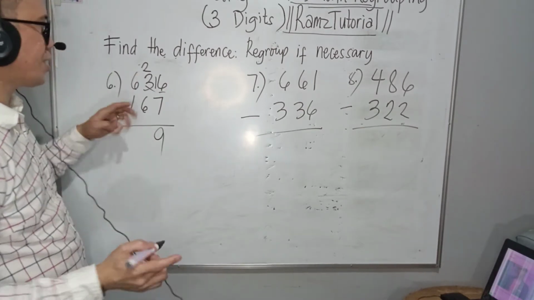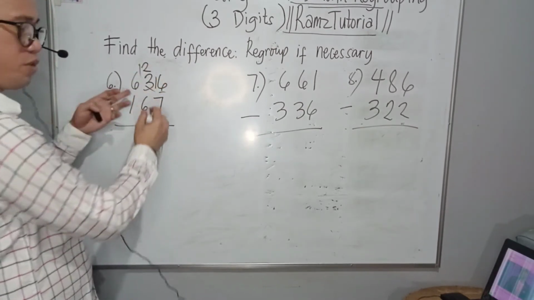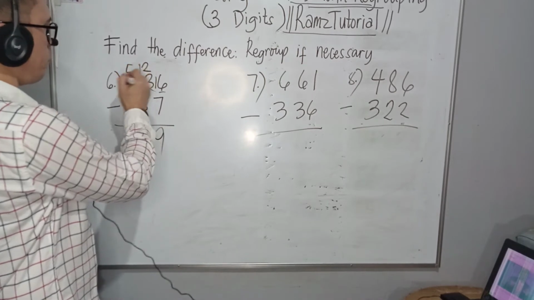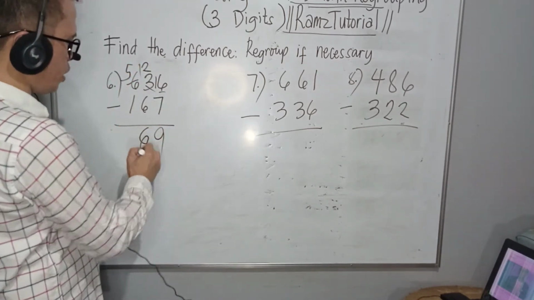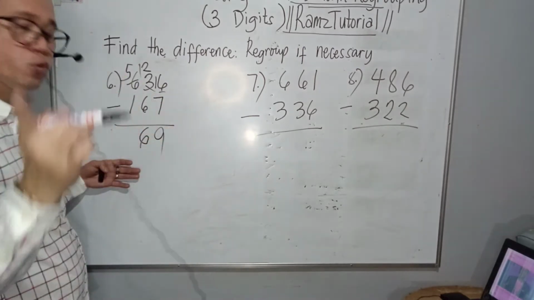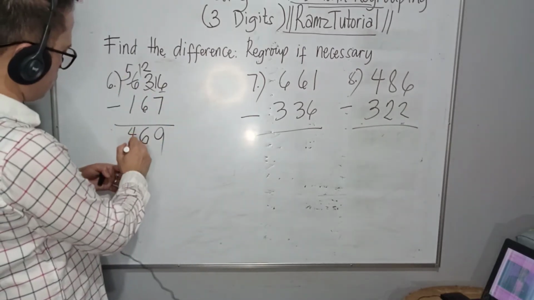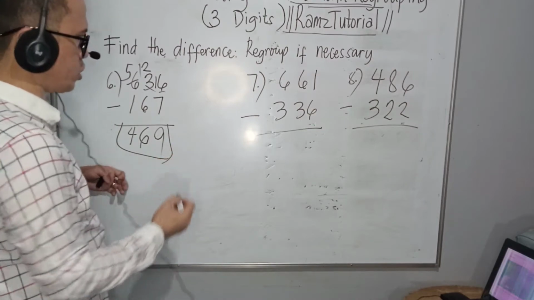Next, 2 minus 6 cannot be, guys. So 2 borrows from 6. 6 becomes 5. 2 becomes 12. 12 minus 6, we're going to write here. And then 5 minus 1, guys, we're going to write here our difference, 469.